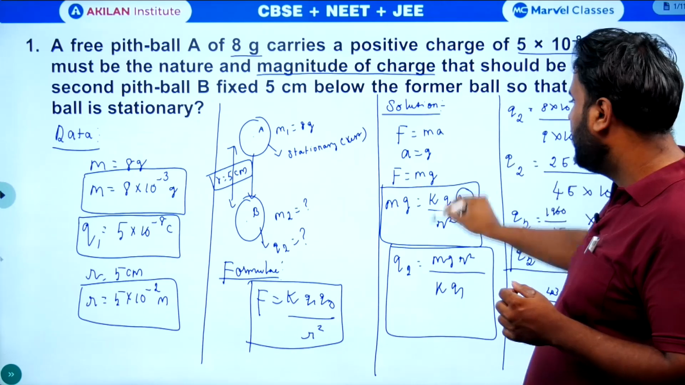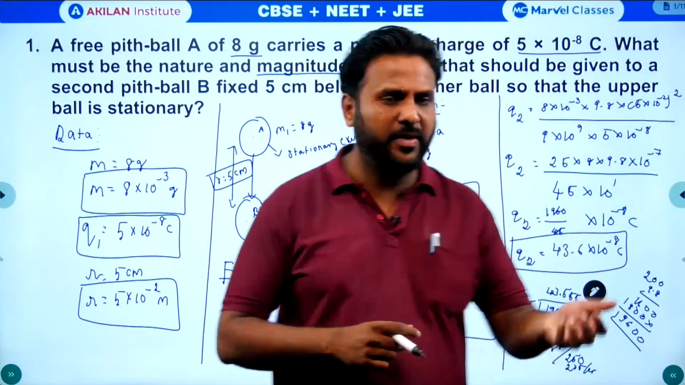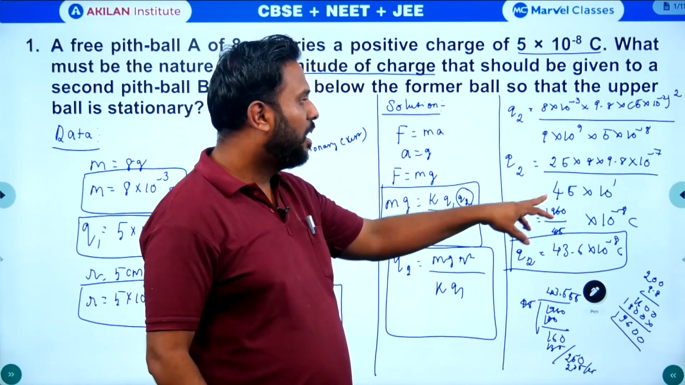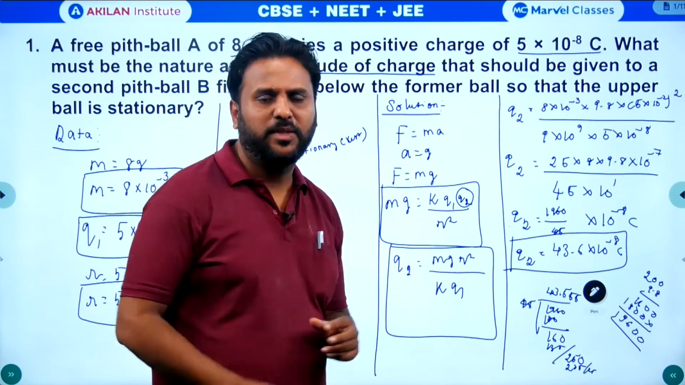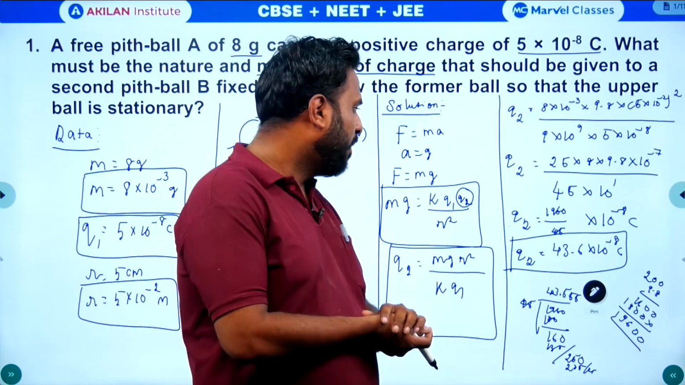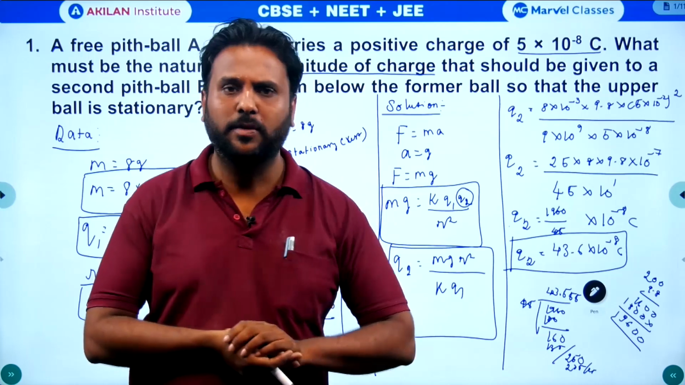I did the solution here. You can rewind this, note it down and do all the calculation. Finally we get the charge answer: Q2 equal to 43.6 into 10 to the power of minus 8 Coulomb.